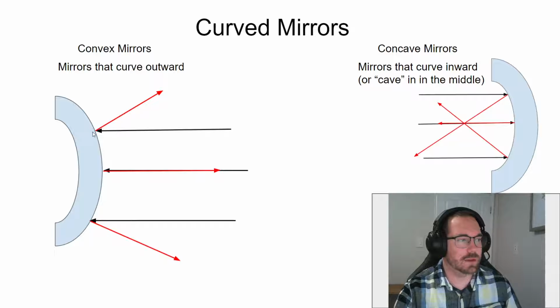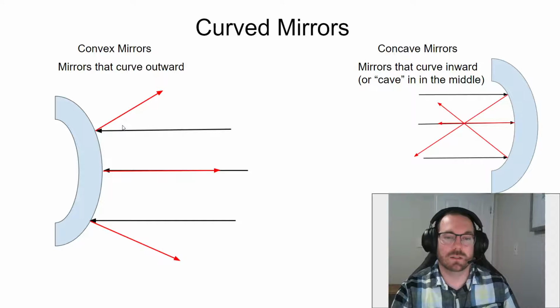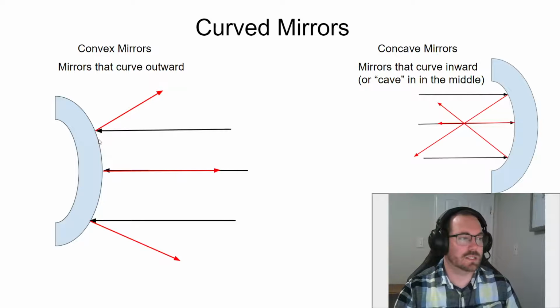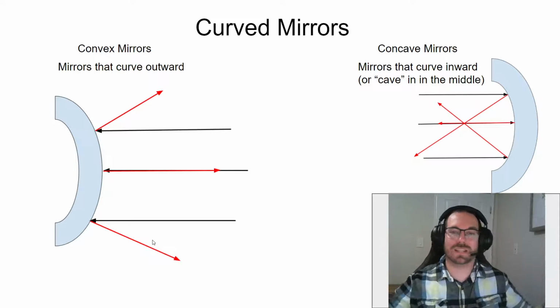As they're hitting the mirror, they are bouncing off at that same angle. Notice how they are still following the law of reflection, but this time it's a little bit different because the angle that they're hitting the mirror at is different than the center one, because the mirror curves. And because of that, the reflected rays go further apart. The reflected rays spread out.